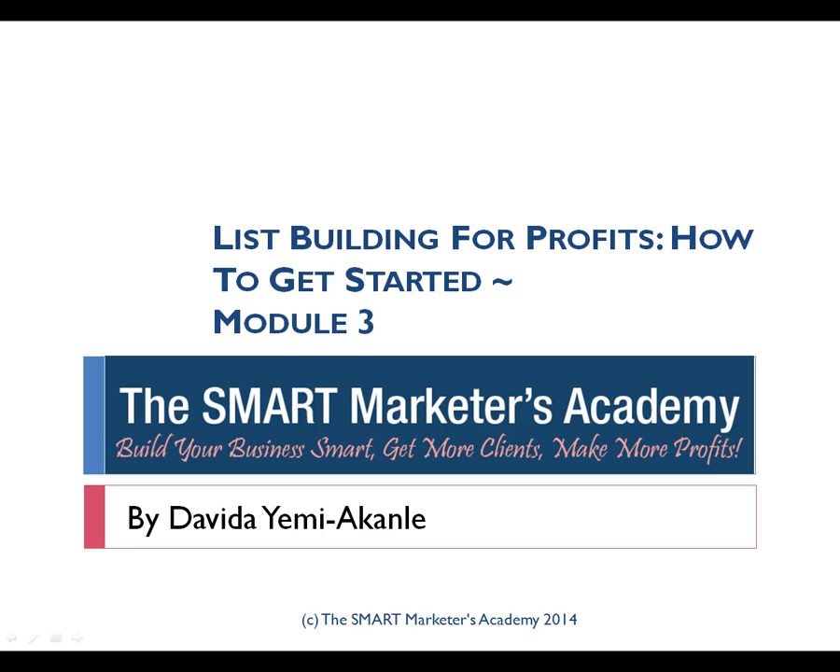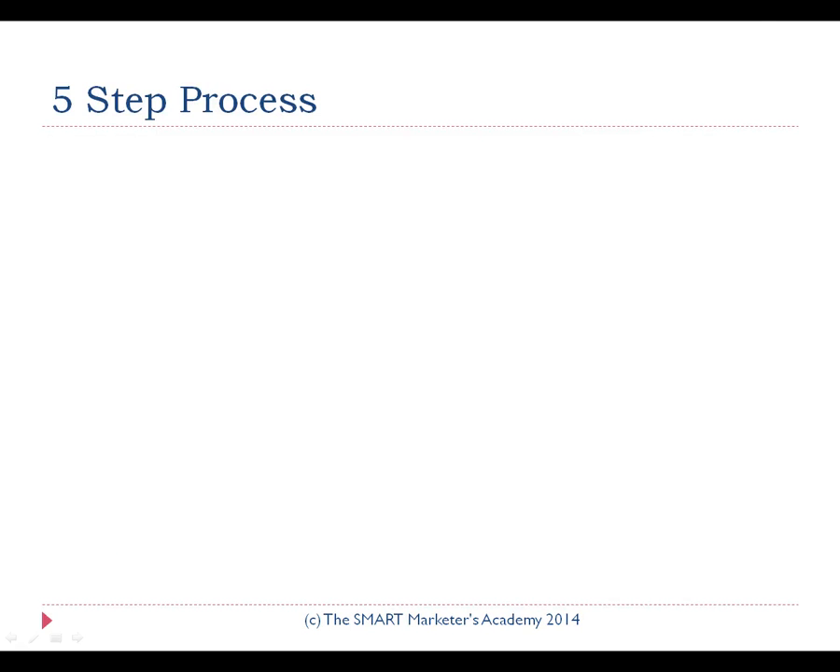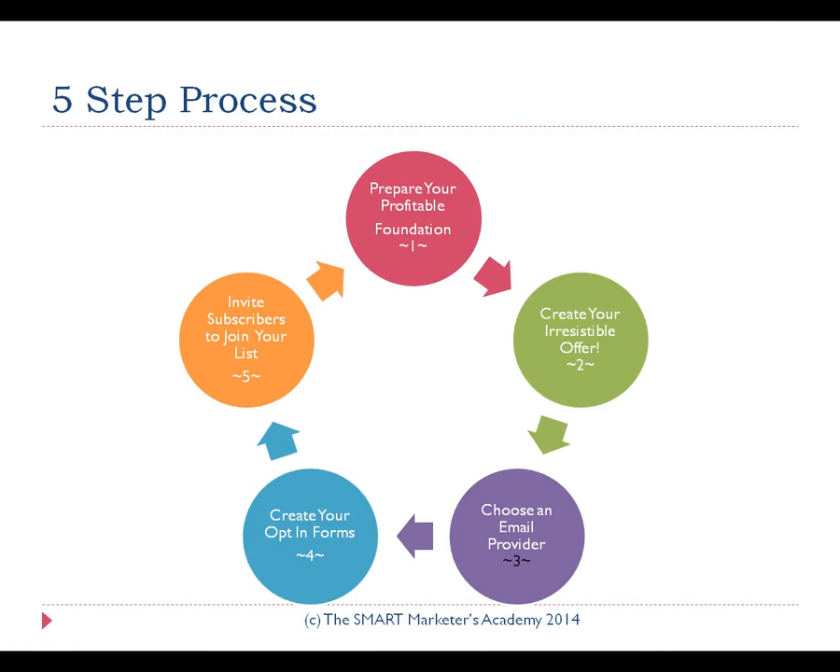And on today's program, we're looking at how to get you started with building your list for profits, Module 3. Like we've said, building your list with the process that we're showing you is a 5-step process. In the first module, we looked at preparing your profitable foundation. In the second module, we looked at creating your irresistible offer. Now we're looking at helping you to choose an email provider.